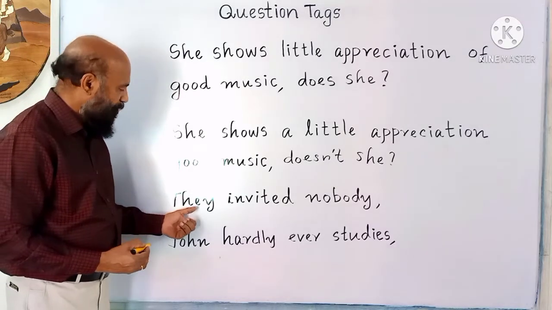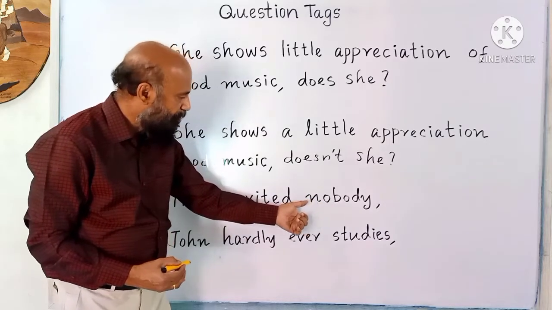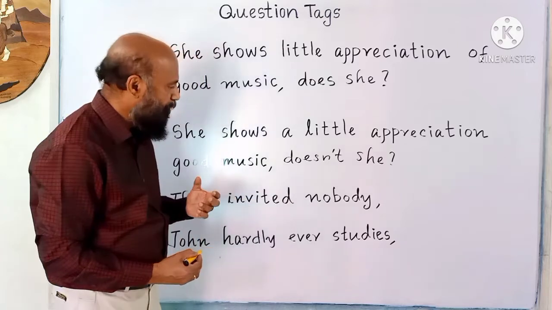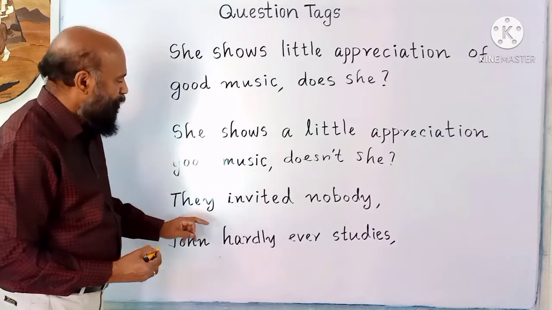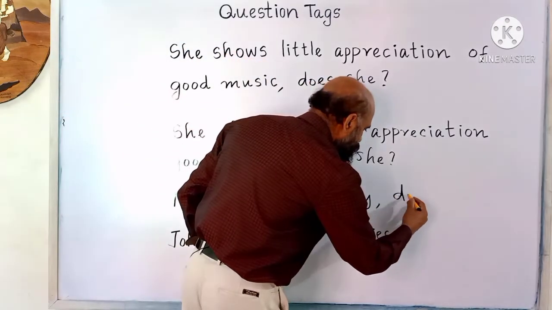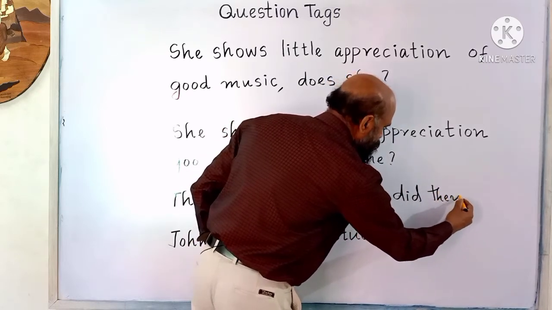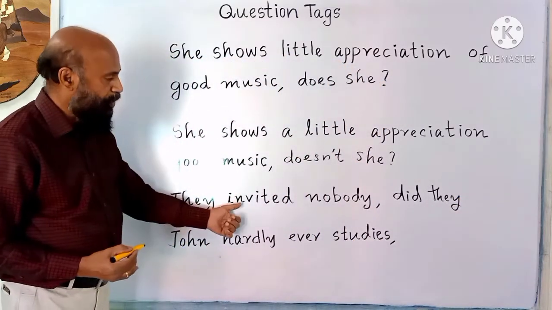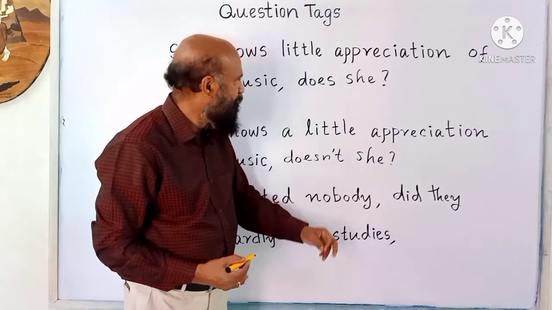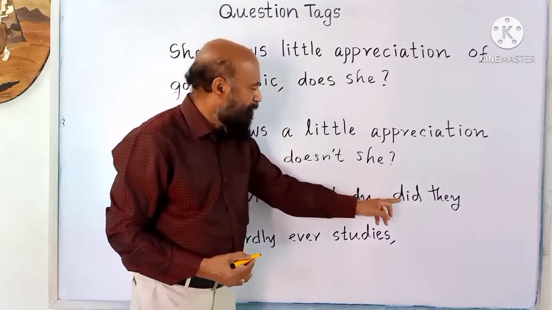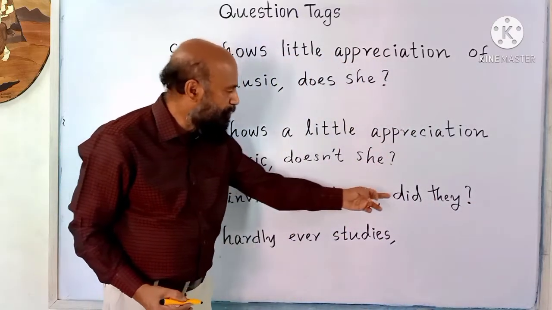Another sentence. They invited nobody. So here the negative word is nobody, so the question tag is to be positive. Then invited, past tense, so did they? So you have to see the subject. They invited nobody. Because of this past tense, did. Here it is does, present tense. Here past tense, so did they? It's a negative sentence, so the question tag is positive.